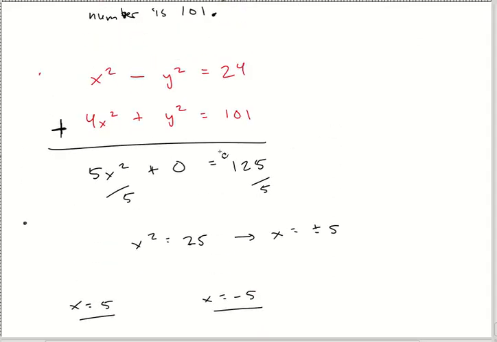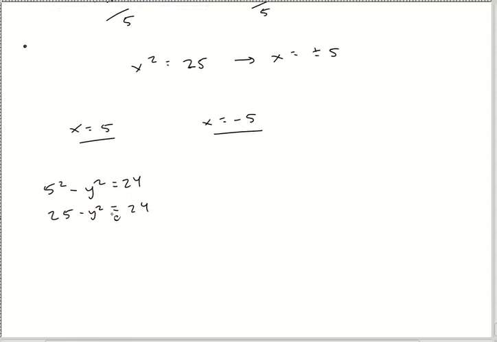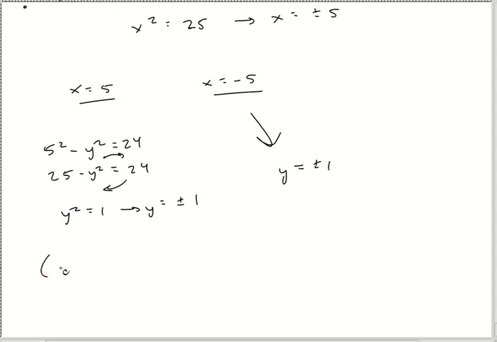And when you plug it into, I don't know, the top one right there, you got 5 squared minus the y squared is equal to 24. 25 minus y squared is equal to 24. I'm going to move these two around. So y squared is equal to 1. Yes. So then we get plus or minus 1 for my y's. You'll get the same thing here as well. So for this guy, 2 answers, and for this guy, 2 answers. There's 4 answers total.